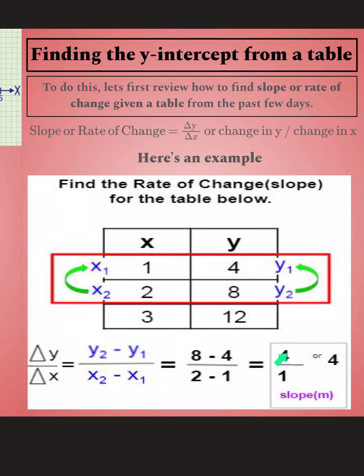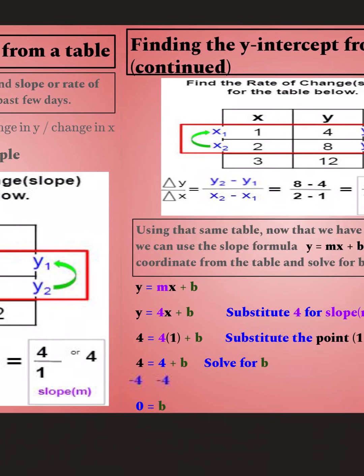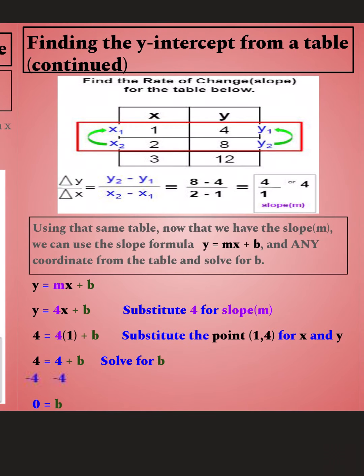Calculate that. 8 minus 4 is 4. 2 minus 1 is 1. So my slope for this table is 4. So the value of m is 4. Now that we found the slope, we're going to continue with finding the y-intercept from the table.